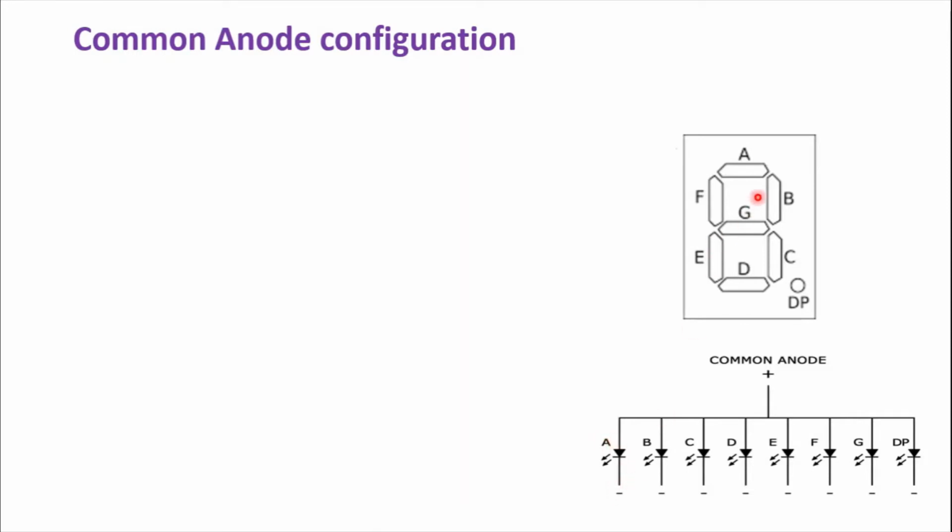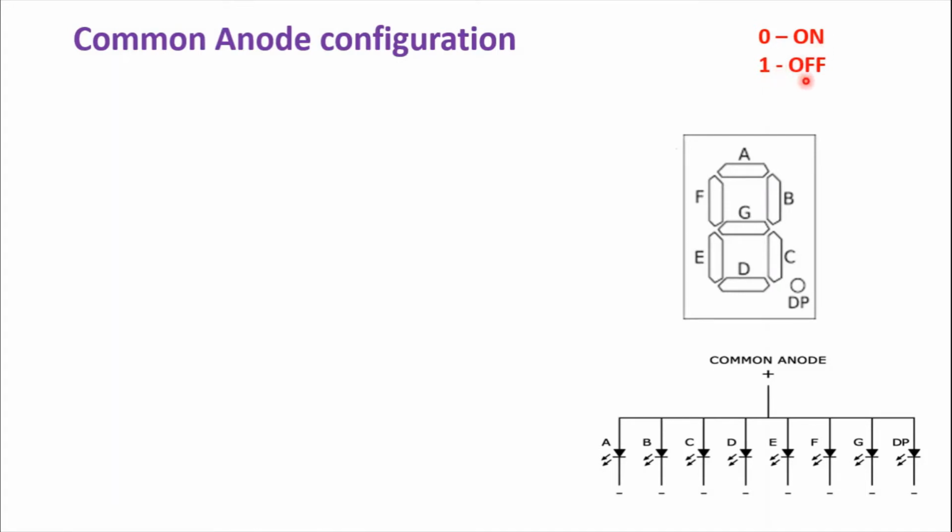Suppose I want to glow this A terminal, A LED. Then what I will do? I will apply logic 0 or I will connect this LED to ground terminal. As we are using microcontroller for interfacing of LED 7 segment display, each LED will be connected to individual microcontroller port pin, and through program we will send logic 0 to glow that corresponding LED or logic 1 to turn off that LED. That's why 0 is written here. It corresponds to on condition of LED and 1 corresponds to off.